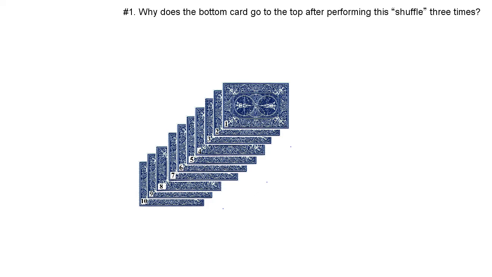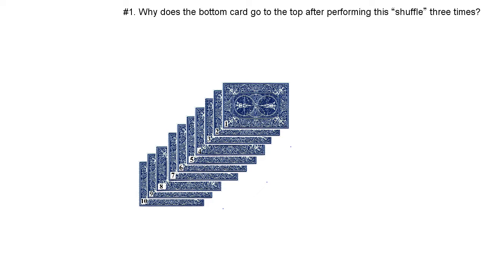So there were 2 questions that Matt Parker asked about this. The first is, why does the bottom card go to the top after performing the shuffle 3 times? And again, I don't actually mean a normal randomized shuffle. This is following this particular algorithm of putting one card at a time from the top down, and then putting the remainder cards on top. And yeah, I'll demonstrate that in a minute.